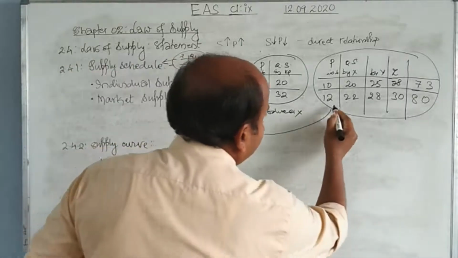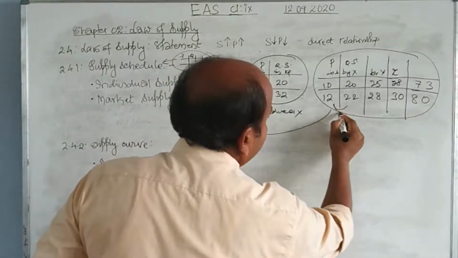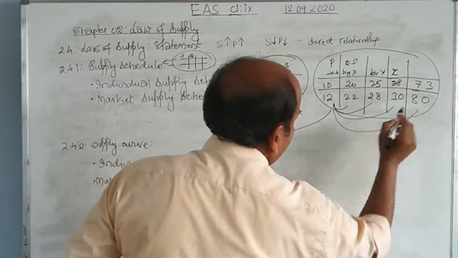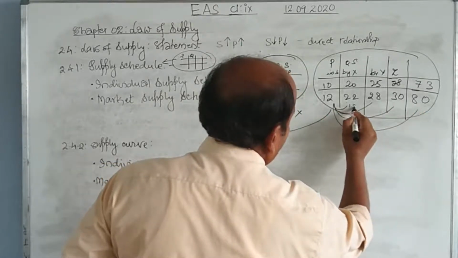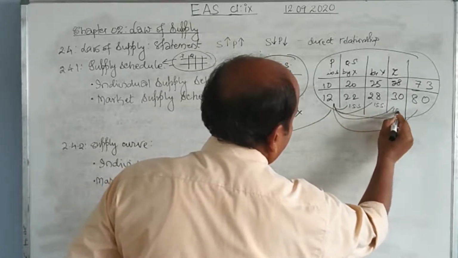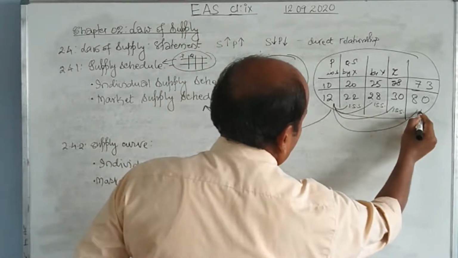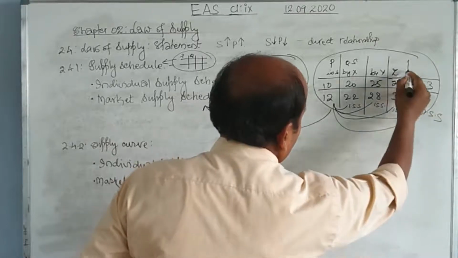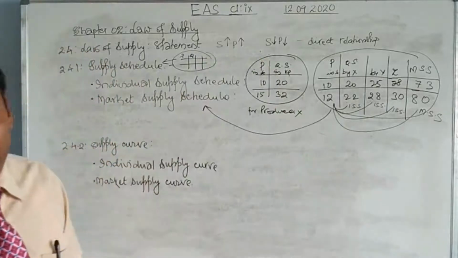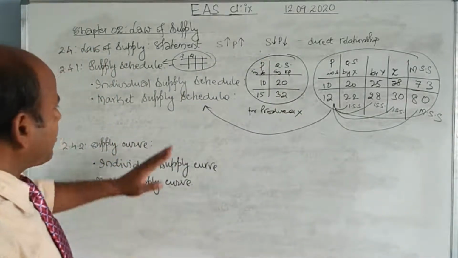So this and this are individual, this and this are individual, this and this are also individual, but this and this is market. This is individual supply schedule. This is also individual supply schedule, but this is market supply schedule. Did you understand? It's very simple. Now come down to the next topic.